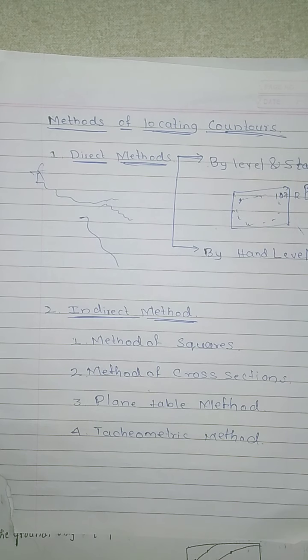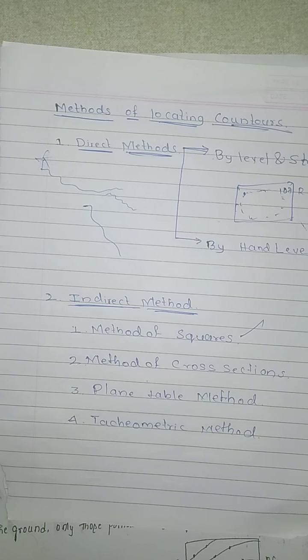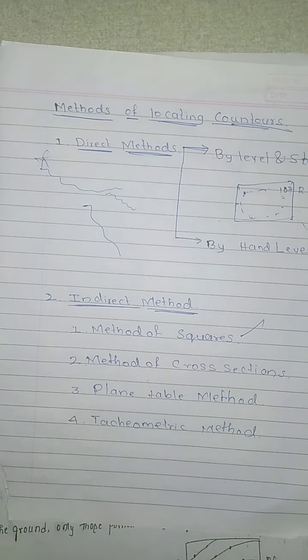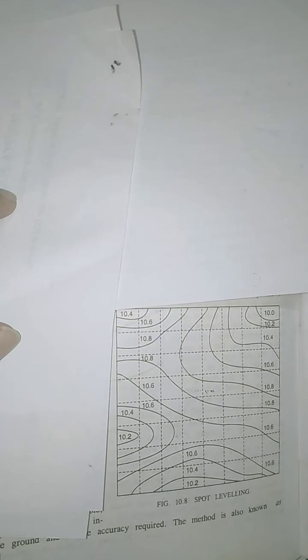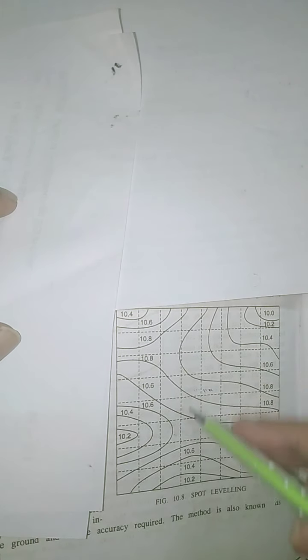Now the method of squares, right, which is an indirect method, is also called the coordinate method. If you want to see the diagram of the method of squares, you can have this diagram, then you can understand what the method of squares is. Okay, you will understand what that is. Now this diagram has squares, which are the grid survey lines, or grid lines, that you are going to have, right?